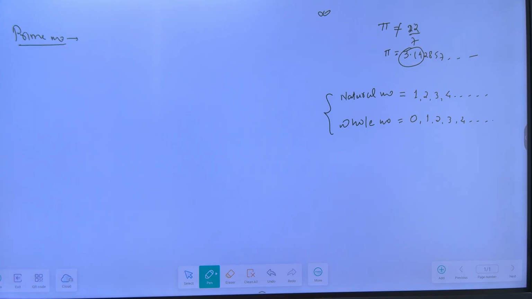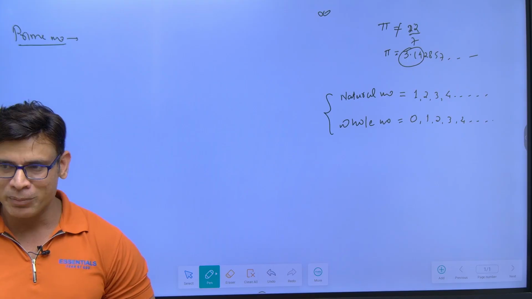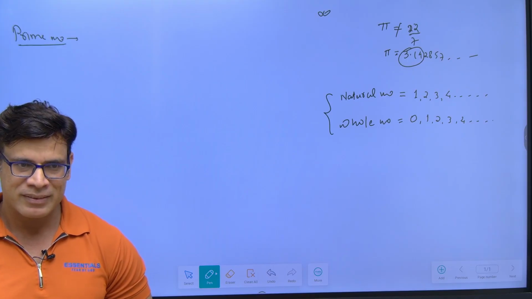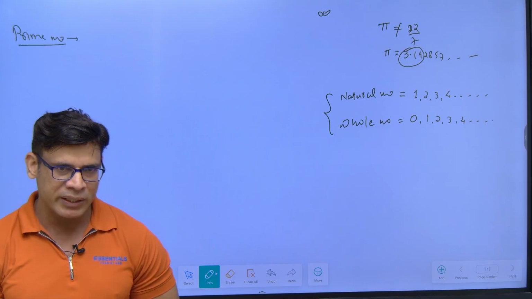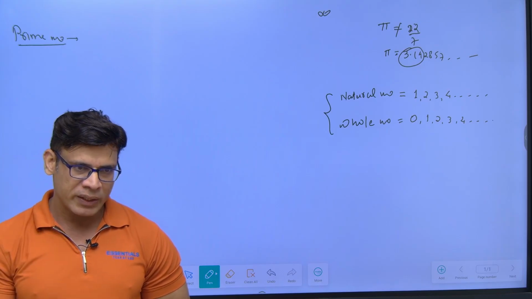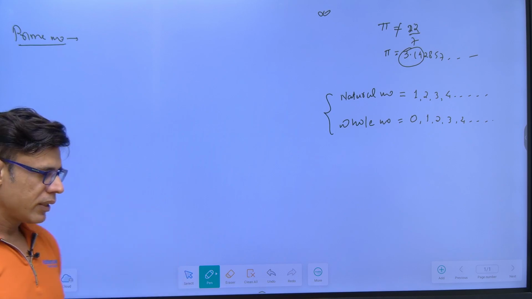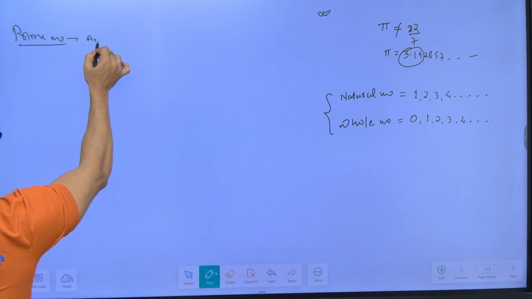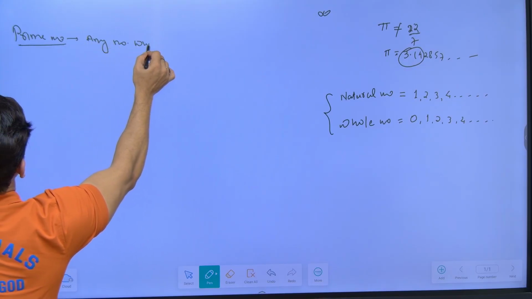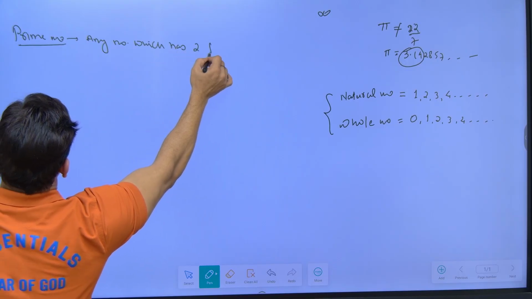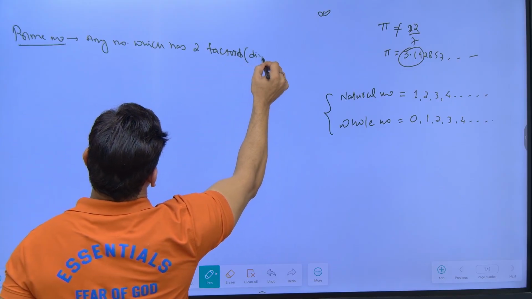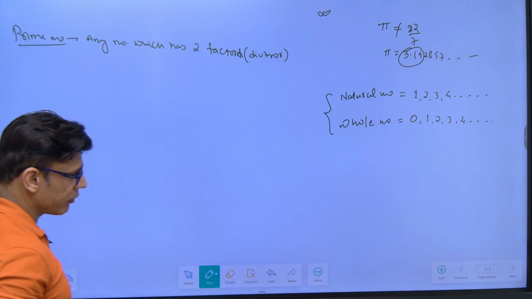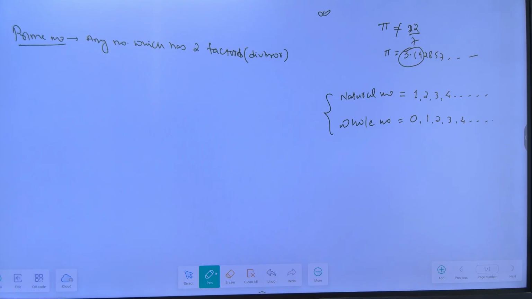Which cannot be divided or something else? Prime numbers. So prime numbers are those numbers which can only be divided by two numbers. One is 1 and second is number itself. Right? In general, any number which has two factors. Remember, factors sometimes is also called divisor. Don't get confused if they write factor or divisor. Both have same meaning. So any number which has only two factors is called prime number.